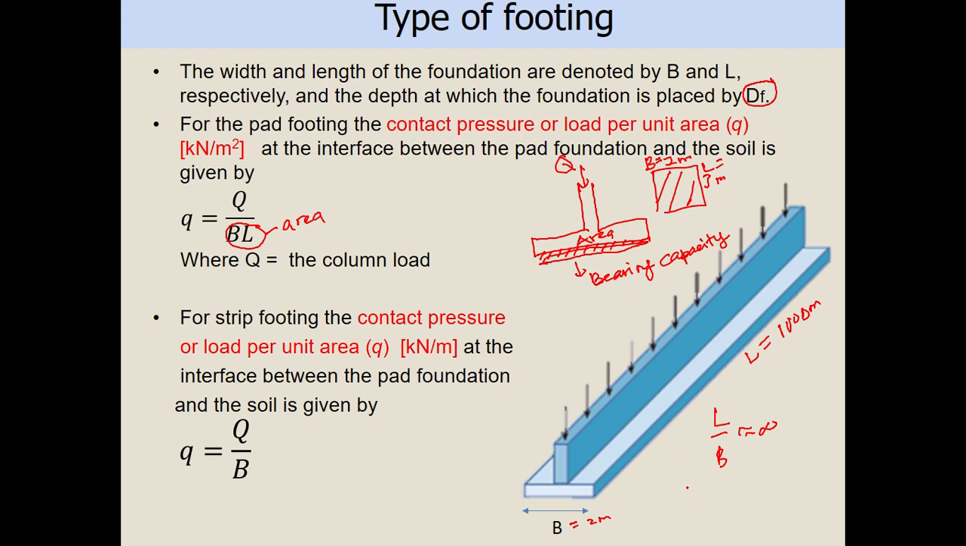For strip footing, we present the contact pressure in units of kilonewton per meter, meaning that we only calculate for 1 meter length of the foundation. In this case, the contact pressure q equals capital Q divided by B, the column load divided by the width of the foundation only, because L equals 1 meter, so the equation becomes q equals Q over B. But if you want to calculate for the whole footing, you just multiply by the length of the foundation, right?